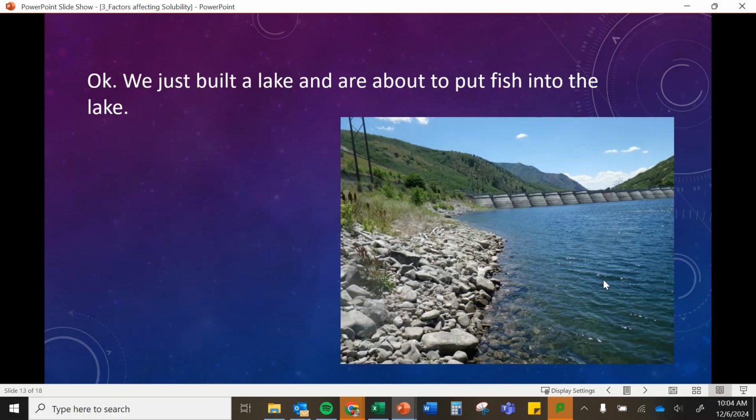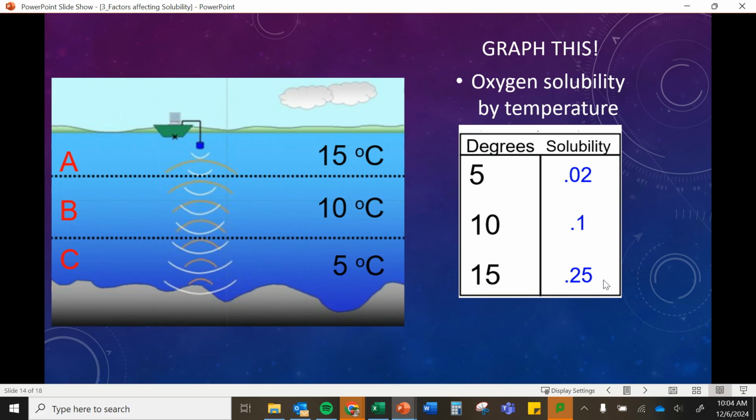Okay, so let's think about one more example. If we have a lake and we're wanting to put fish in the lake, we have to think about how fish breathe oxygen gas, and that oxygen is dissolved in the water, and it's dependent on temperature. So here we have different areas and different temperatures, and that also affects how much oxygen can be dissolved. This is the solubility of oxygen at those different temperatures.